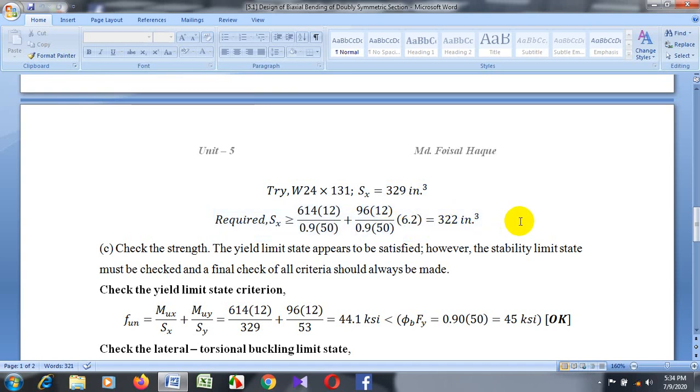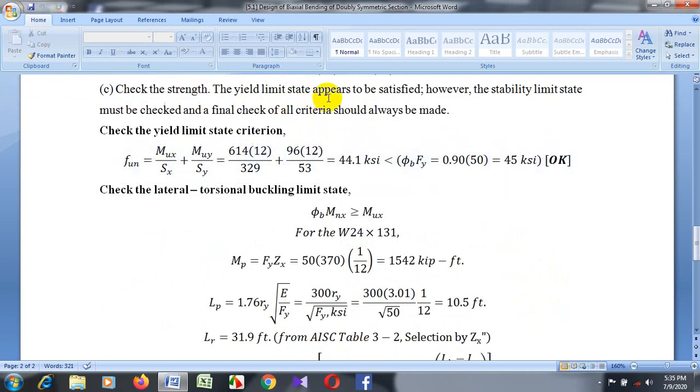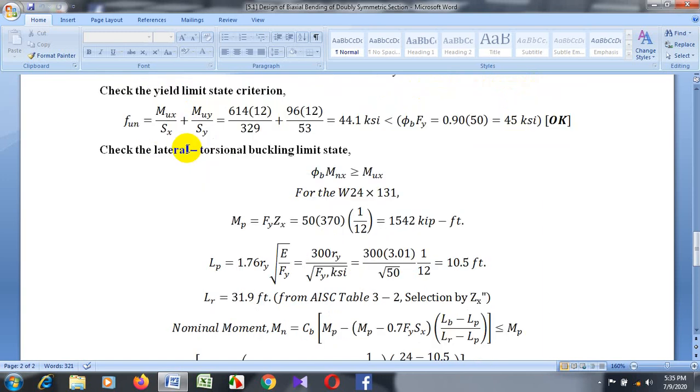Now check strength. After selection of this section, we must check the strength of this section. Strength check: the yield limit state appears to be satisfied, however the stability limit state must be checked, and a final check of all criteria should always be made. Now first check the yield limit state criterion. The yield limit state criterion is simply Fu equals x direction moment divided by x direction section modulus plus y direction moment divided by y direction section modulus.